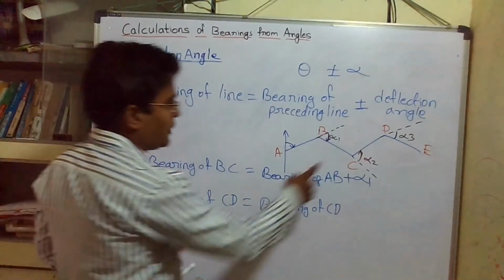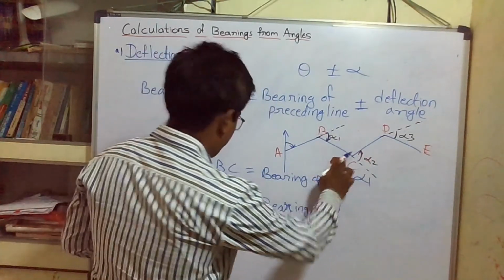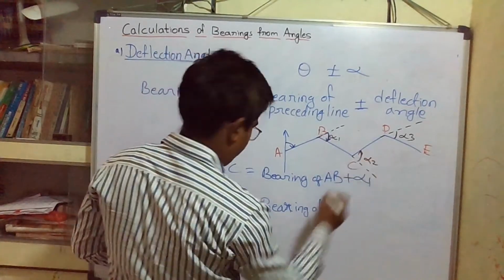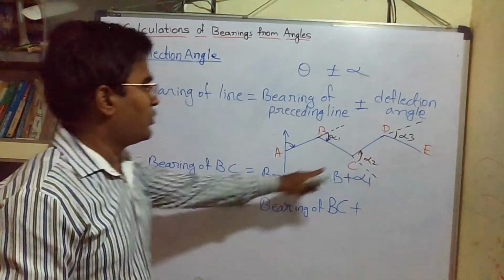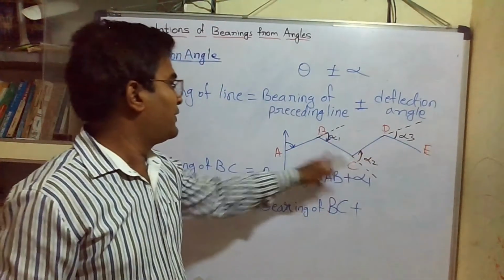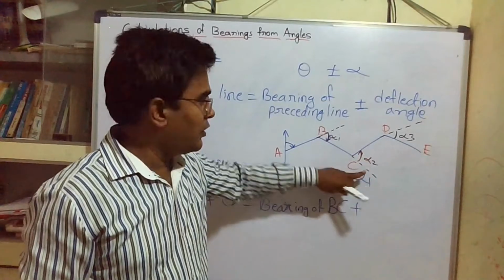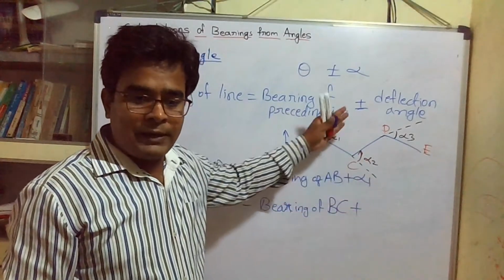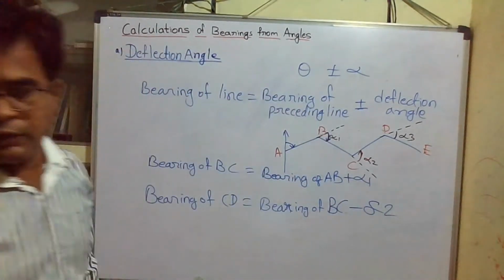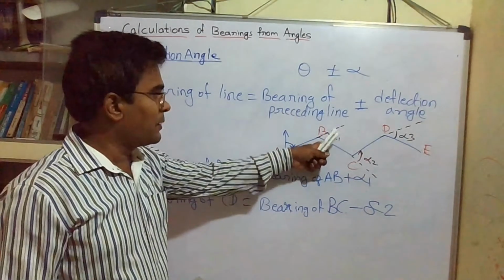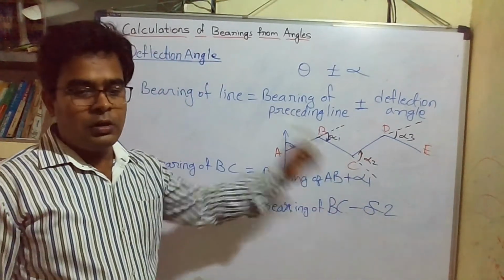If we have to find the bearing of the next line, that is line CD, then we take the bearing of the preceding line, which is the bearing of BC. Here what is the deflection, plus or minus? The deflection is along the left hand side, so we will do minus alpha 2. Here we have done plus alpha 1 because the deflection is right hand side, and here we have subtracted the deflection angle because the deflection is along the left hand side.